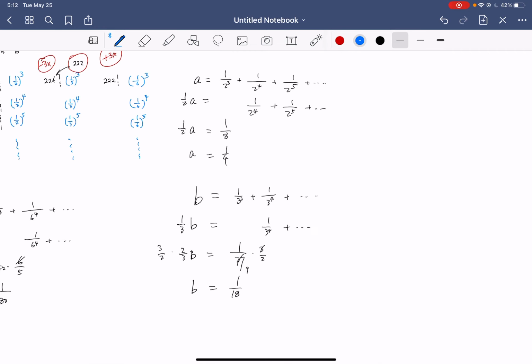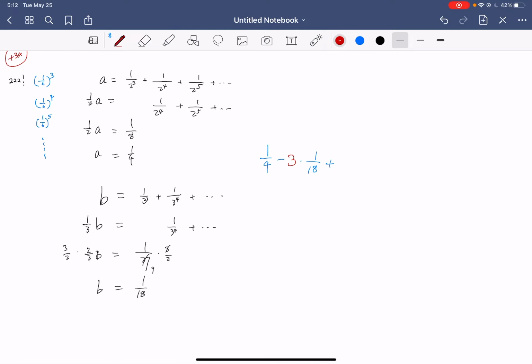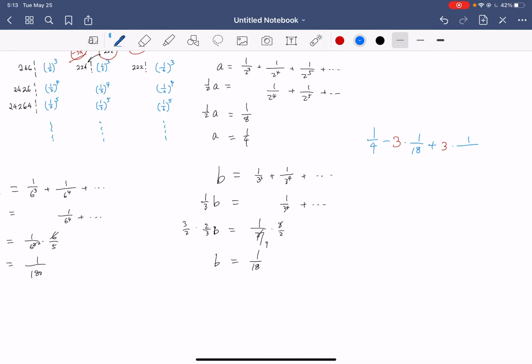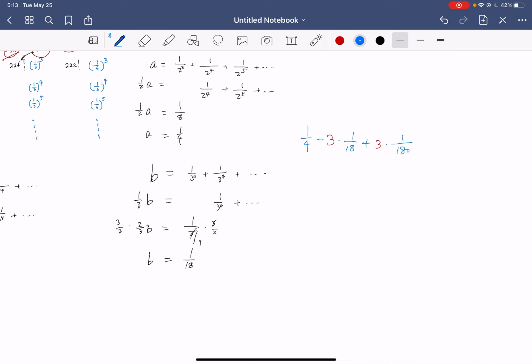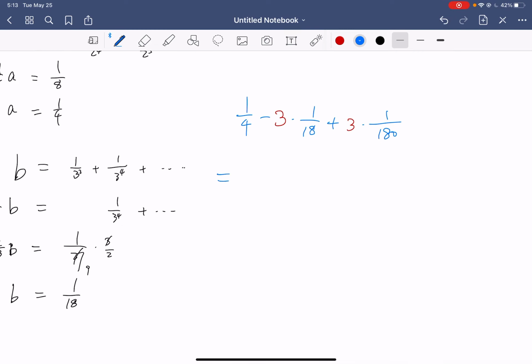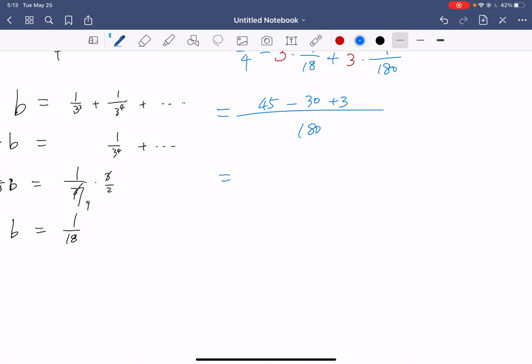Now we just need to add those numbers up. So 1/4 minus 3 times 1 over 18 plus 3 times 1 over 180, as we expected. We can have a common denominator of 180, so that's 45 minus 30 plus 3. So that would be 18 over 180, which is equal to 1 over 10.